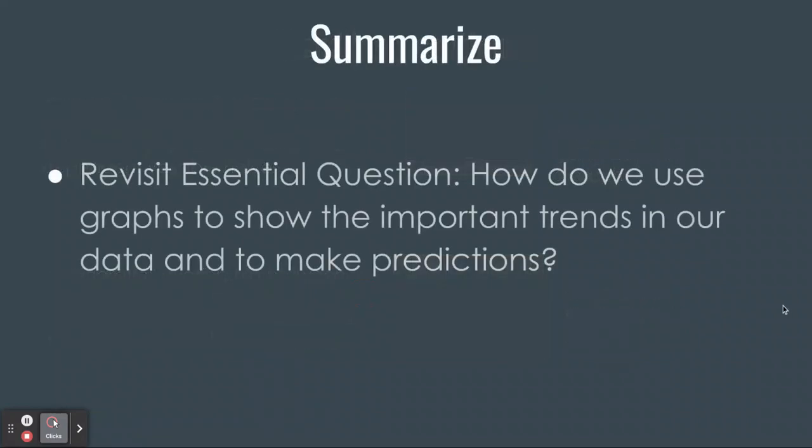So, in summary, how do we use graphs to show the important trends in our data and to make predictions? I didn't really talk about how we use that to make predictions, but I'd like for you to think about that part as you're writing your summary. Be sure to do the practice on the next page of practicing making a graph before you jump to the mastery check.